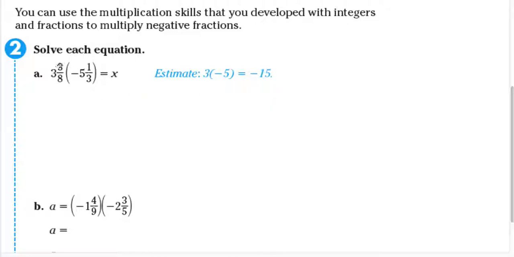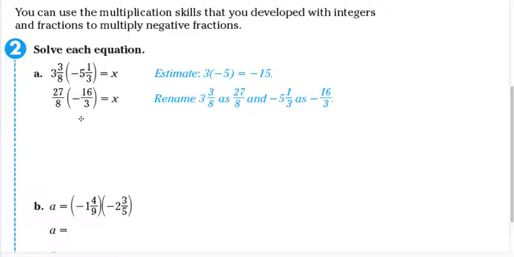Again, we cannot multiply mixed numbers. So we need to convert each number into an improper fraction. The improper fraction of 3 and 3/8 would be 27 over 8. Why? Because 3 times 8 plus 3 gives us 27, and we simply keep the denominator. 5 times 3 plus 1 gives us 16, so the improper fraction of 5 and 1/3 will be 16 over 3, and we put the negative sign.